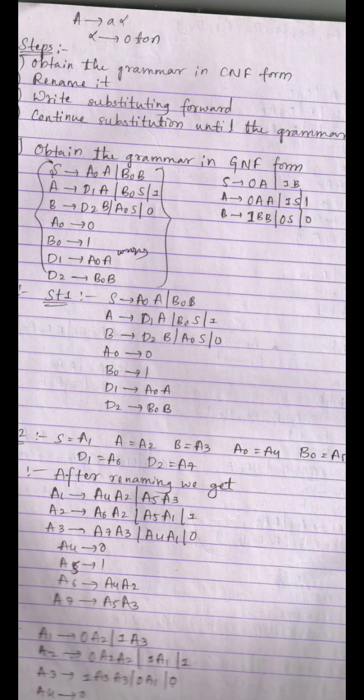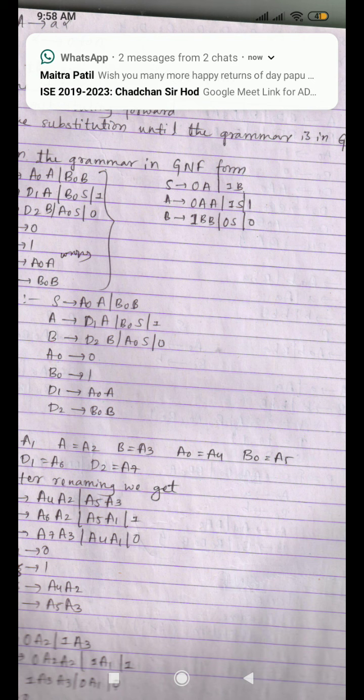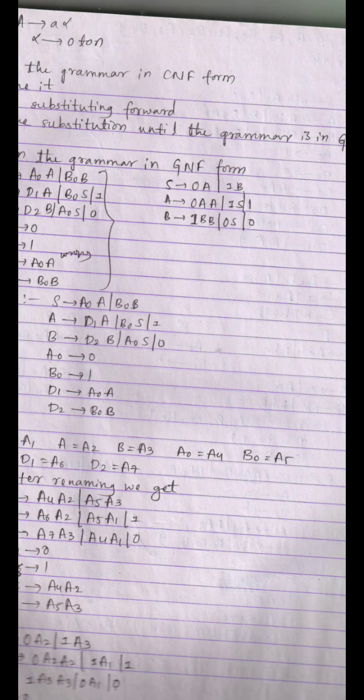The given grammar is S implies 0A or 1B or 0AA or 1S or 1, and B implies 1BB or 0S or 0. This is your grammar. See here, S implies 0A: here 0 is a terminal and A is a non-terminal, so it is not in GNF form or CNF form. Hence you need to go for the conversion. Only A implies 1 and A implies 0 are in CNF form, others are not. First you need to go for the conversion.